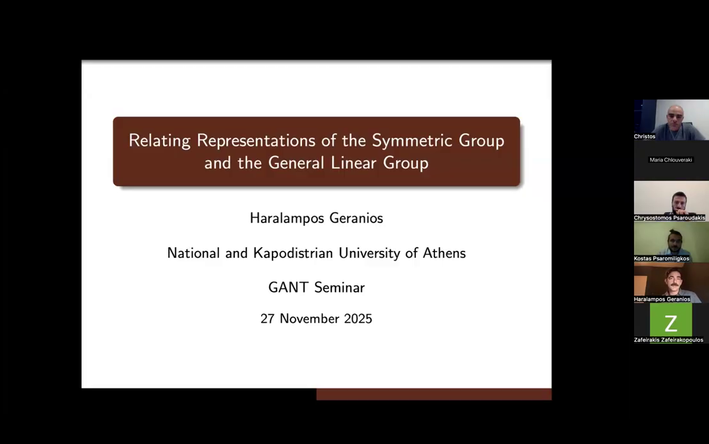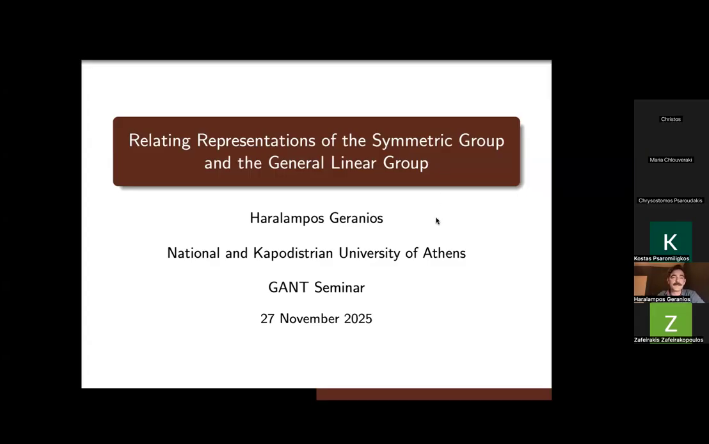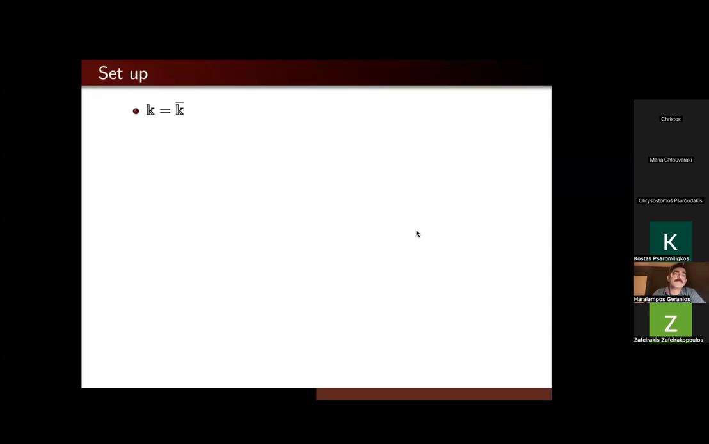So indeed, I will talk about the relations between the representations of the symmetric group and the general linear group. So let me start with some housekeeping. My field will be an algebraically closed field. I want all the underlying geometry that I will talk about, algebraic groups, to work well, so I need algebraically closed fields. The field will have characteristic p, that's a positive characteristic. I will talk about representations.